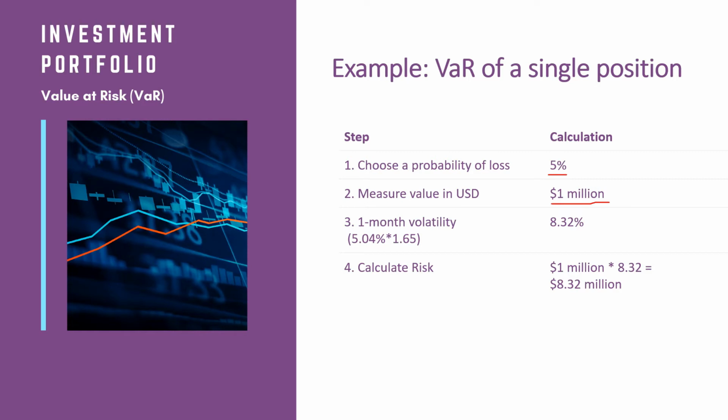Then we have to calculate the 1-month volatility, so we compute the multiplication of 5.04%, this is the standard deviation, multiplied by 1.65, and we got a volatility of 8.32%. This 1.65 comes from this choice of probability of loss, this 5%. Then we have to calculate the risk, so we multiply the investment, $1 million, by 8.32%, which is the volatility. And we got a value at risk for 1 month of $83,200.